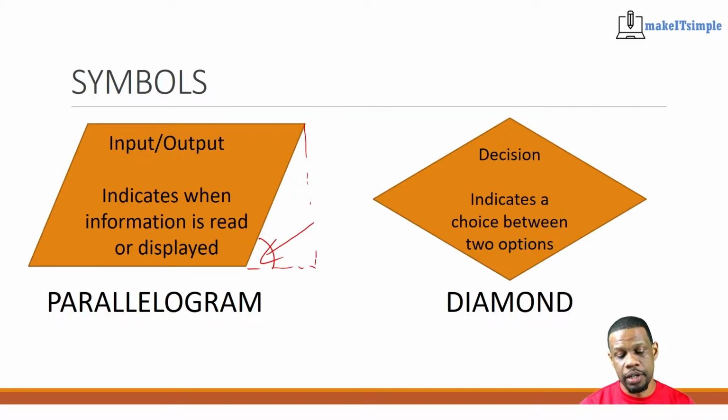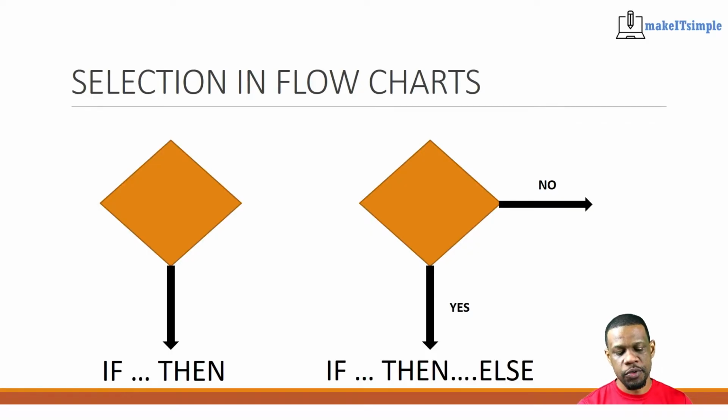Then there is a diamond. A diamond is usually used for a decision, to indicate a choice between two options, right? So let's go. Now, when you select something in a flowchart, you have two things that can happen. You can have if then, which will give you one choice.